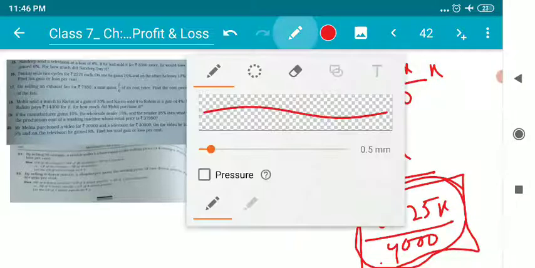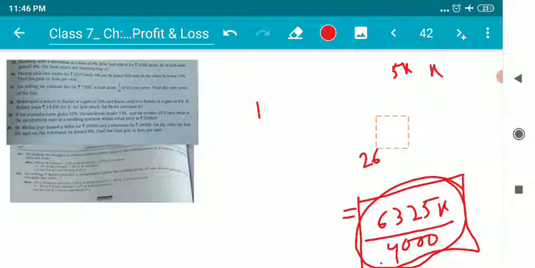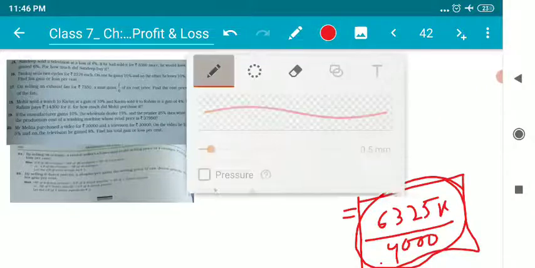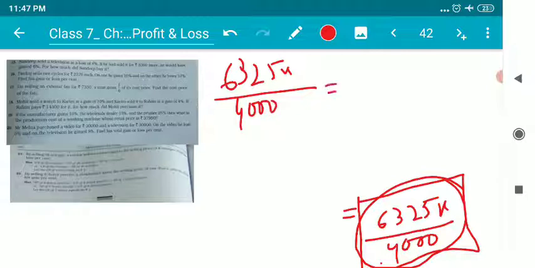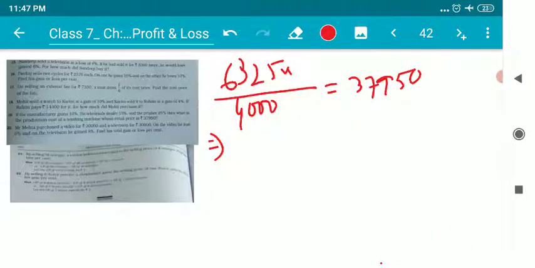And that is given in the book. So 6325x by 4000 is equal to 39,950. Let us calculate this one, children. Let's see what comes.